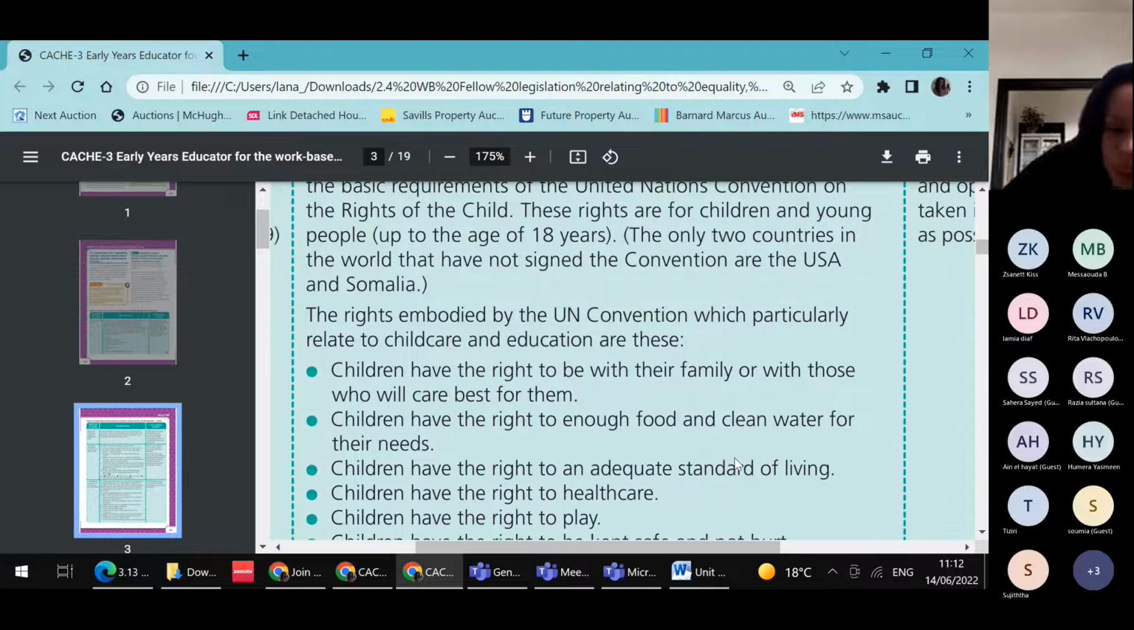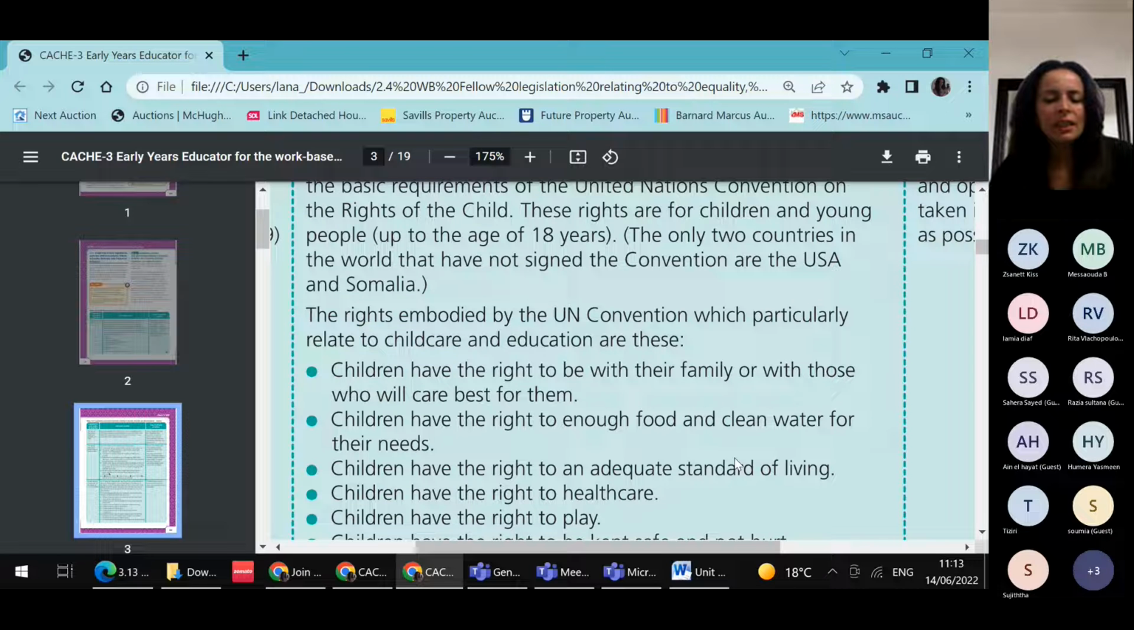We have to follow it. So for us, for example, if we follow this in childcare, first, children have the right to be with their family or with those who care best for them. So, following the United Nations legislation, first of all, the children must have the right to be with their families or with the carers who give the best care for them.